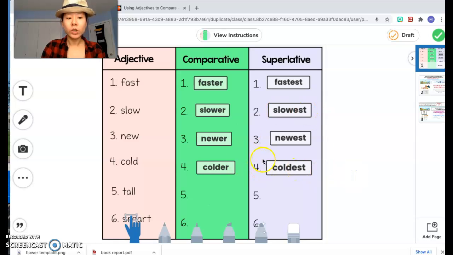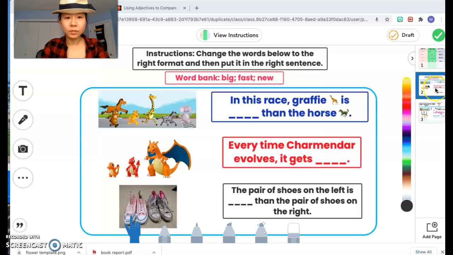All right, so when you're doing this assignment, make sure you do all 6 of them. I'm just doing 3 here for you as an example, but when you are doing this assignment, make sure you do all 6 of them, okay? All right, so now let's take a look at page 2. Let's read the instructions together. Change the words below to the right format and then put it in the right sentence. The words here are big, fast, and new.